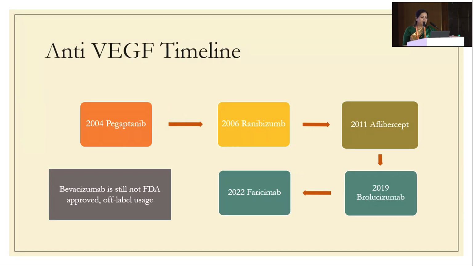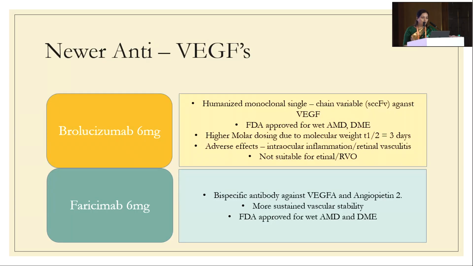So first of all, pegaptanib in 2004 was launched, and in 2006, the ranibizumab was launched. Then after that, aflibercept, and then after that, brolucizumab, faricimab, and bevacizumab is still used in underdeveloped countries because of its low cost. So the newer anti-VEGF, brolucizumab 6 milligram and faricimab 6 milligram.